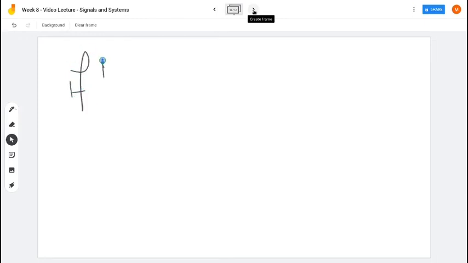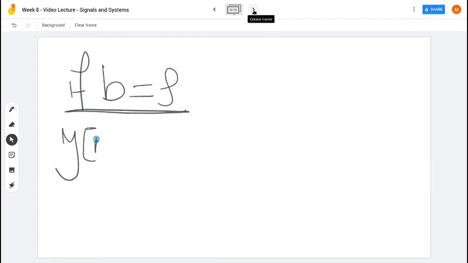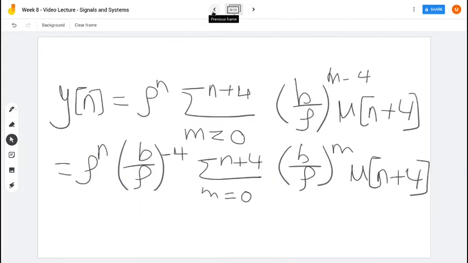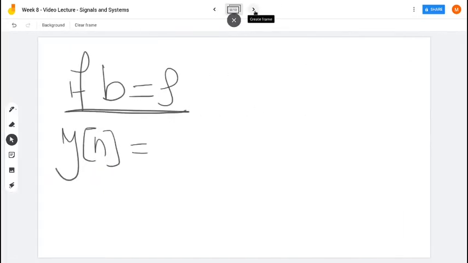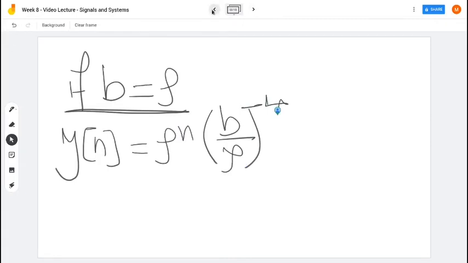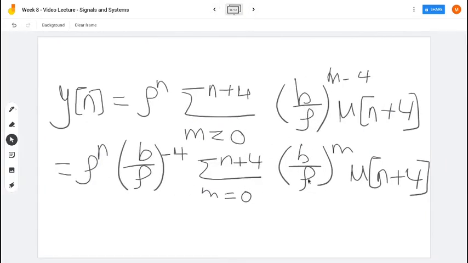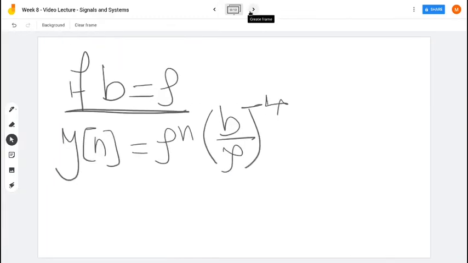If b is equal to rho, y of n will take this form. So we have rho to the power n, b over rho to the power minus 4. And this summation will be summing 1 plus 1 plus 1, since b is equal to rho, from 0 to n plus 4, which will give us n plus 5. Of course, multiplied by the unit step u of n plus 4.